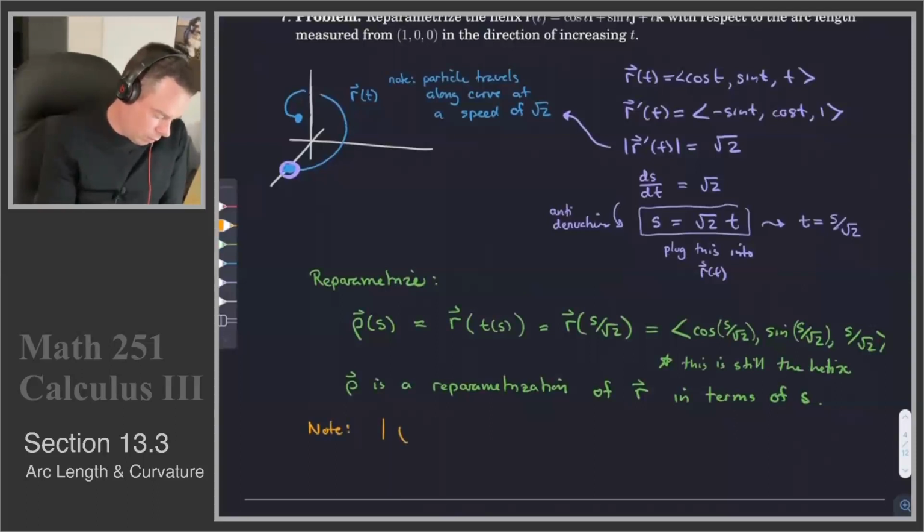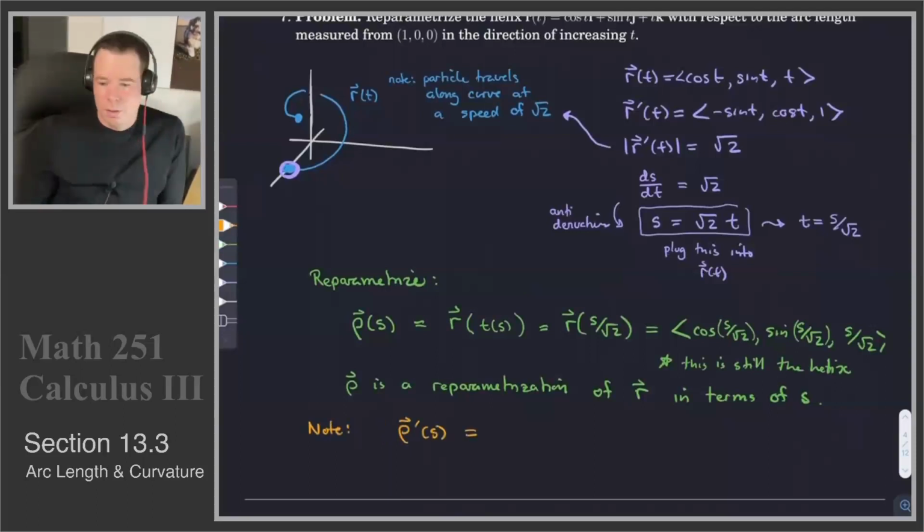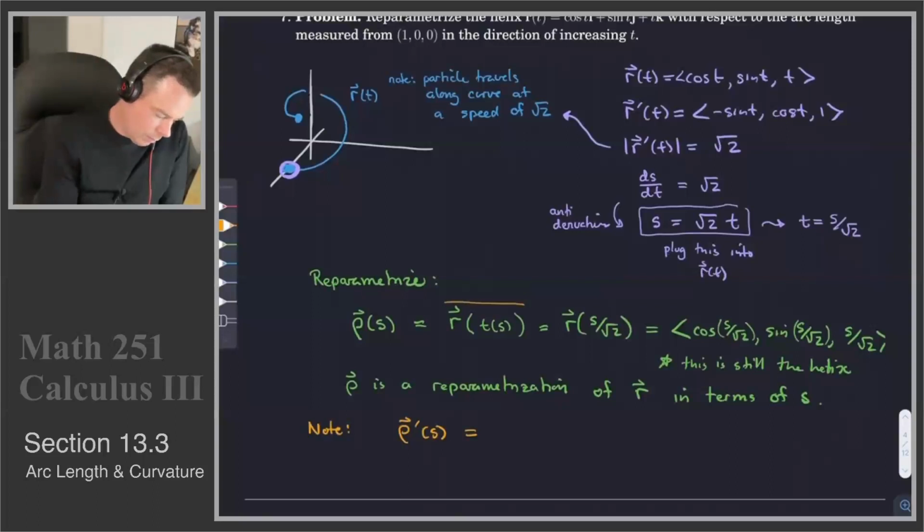So what we'll do is, maybe I won't take the magnitude just yet, but we'll take its derivative. I can go ahead and compute the derivative of the vector function, cos of s over root 2, sine of s over root 2, s over root 2. And I'll see that I get this by the chain rule, with these 1 over root 2's coming out. Or I could just note that rho is a composition of r and this function t.